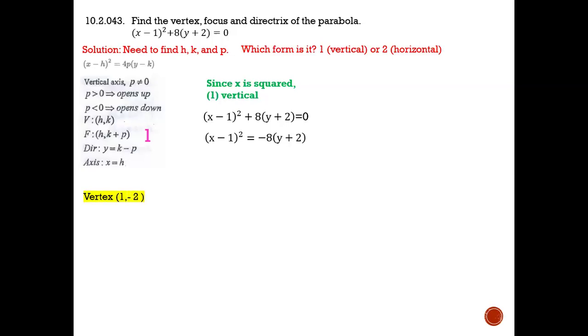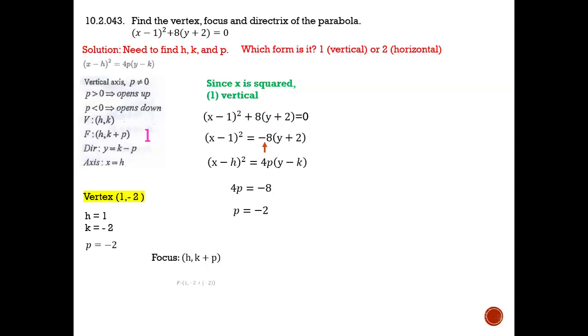So our vertex, again, just by looking at this graph got shifted 1 unit to the right and 2 units down. So that's my vertex, 1, -2, okay, which are my h and k. Okay, so now that I have my h and k, I can find out what p was, right? So in my problem, they're saying that 4 times p is equal to -8. So what I need to do to solve for p is just divide by 4 on both sides, and I'm going to discover that p is equal to -2.